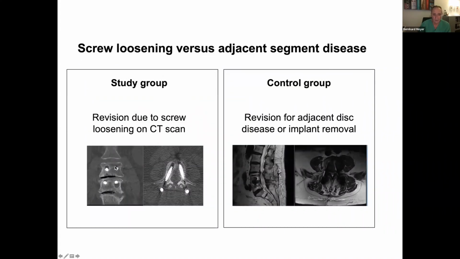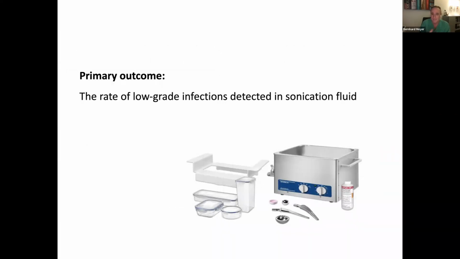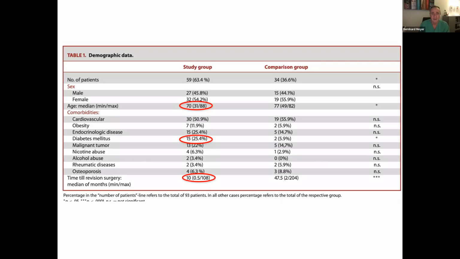So this is the study group where you could see these pathognomonic pictures. And this is the control group, which had solid arthrodesis, no screw loosening, but as you see here, adjacent segment disease. And the primary outcome was the rate of low-grade infections detected in the sonication fluid of the implants.